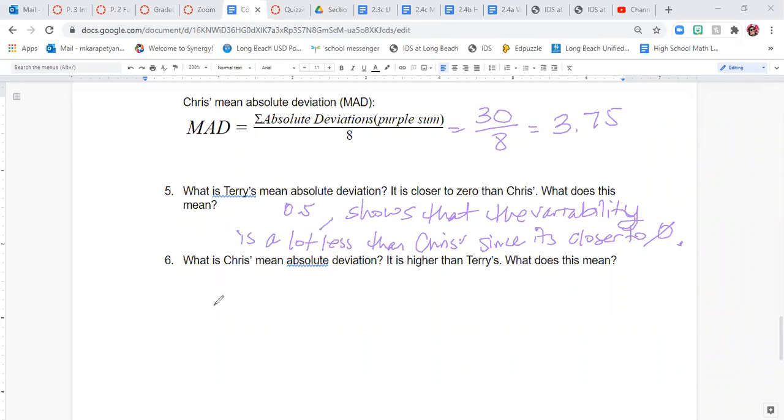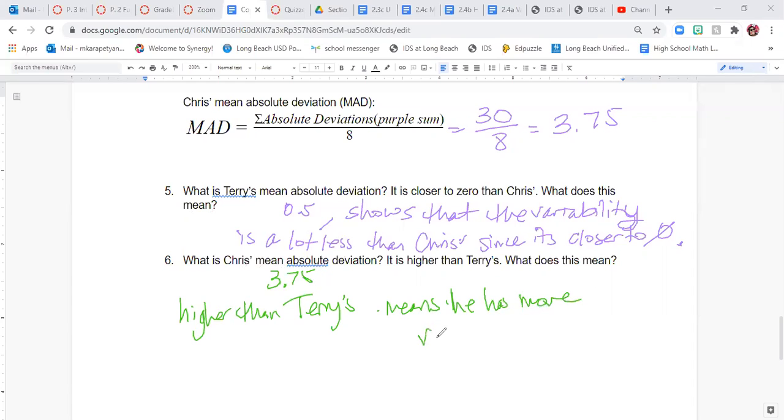Okay, so for number 6, which is Chris's, his mean absolute deviation is 3.75, which is higher than Terry's, and this means that there's more variability. Very good. So it means he has more variability. Absolutely. Okay. Thank you so much, David.